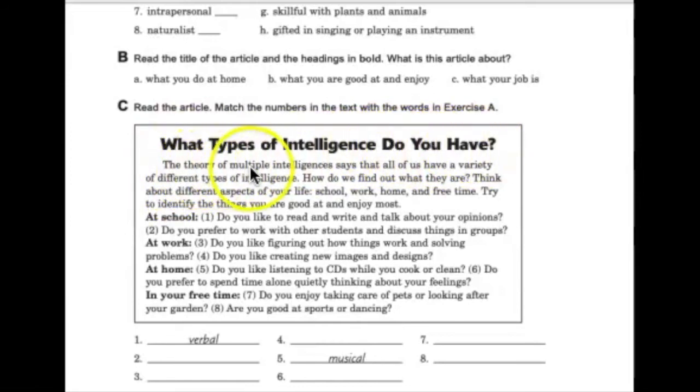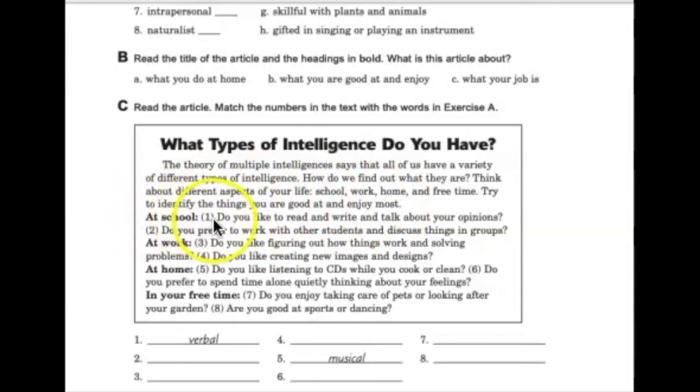The theory of multiple intelligences says that all of us have a variety of different types of intelligence. How do we find out what they are? Think about different aspects of your life: school, work, home, and free time. Try to identify the things you are good at and enjoy most.